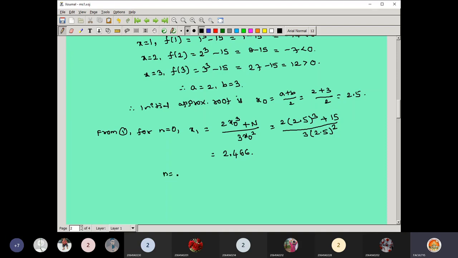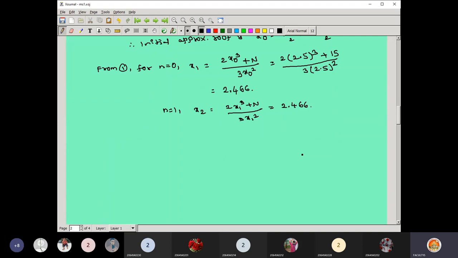If I had written n equal to 1, then x2 is exactly equal to 2x1 cube plus capital N divided by 3x1 square. That value again, exactly, you will get 2.466 only. So indirectly you are calculating the cube root of 15 by applying the Newton-Raphson method. So therefore the cube root of 15 is 2.466.